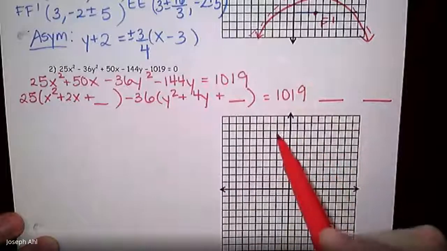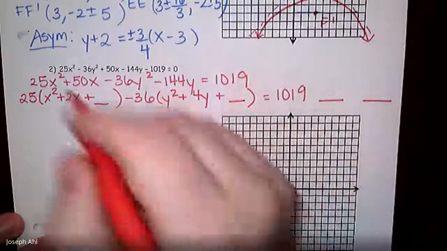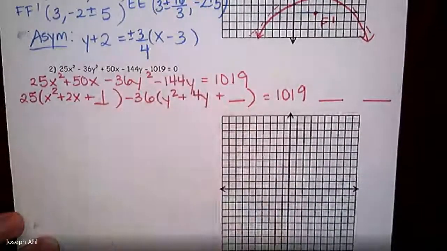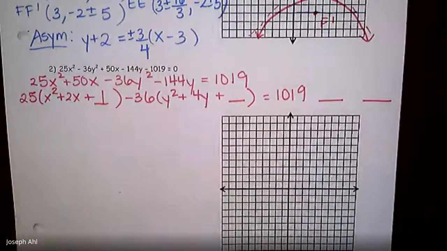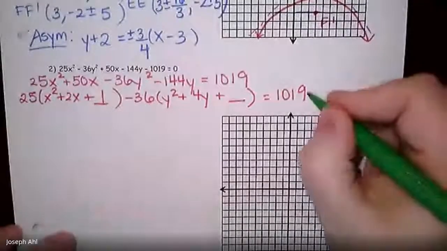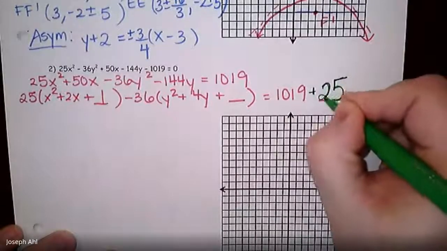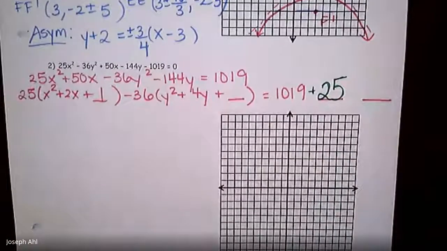Okay. So I think it will be easier for us to say, if I look at the first blank, 2 divided by 2 is 1, squared is 1. So that's what completes the square. But of course, we didn't really just add 1 to that side. We added 1 times 25. So to keep this balanced, you have to add 25 to the other side.